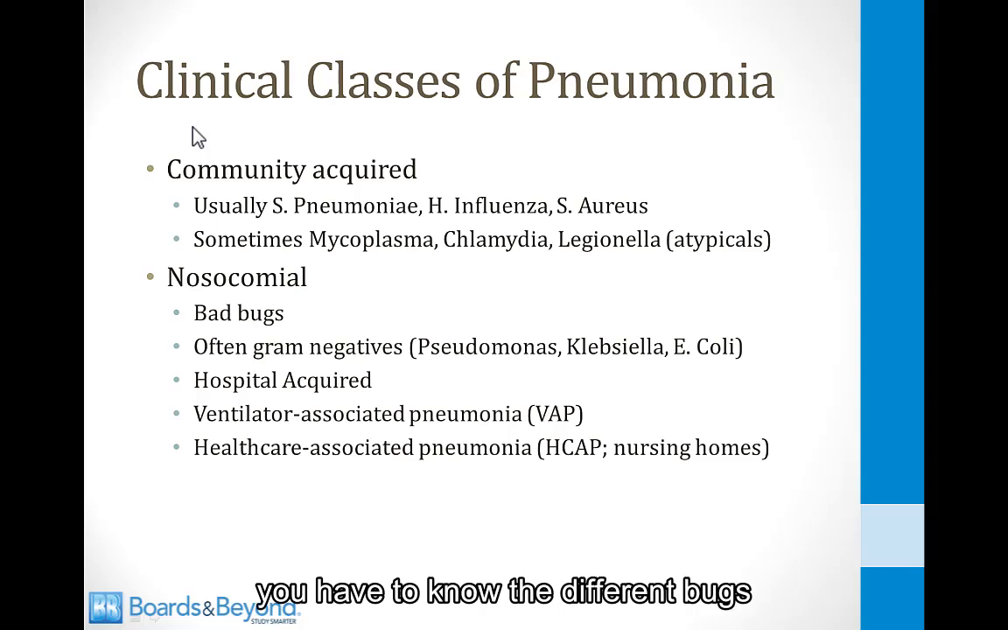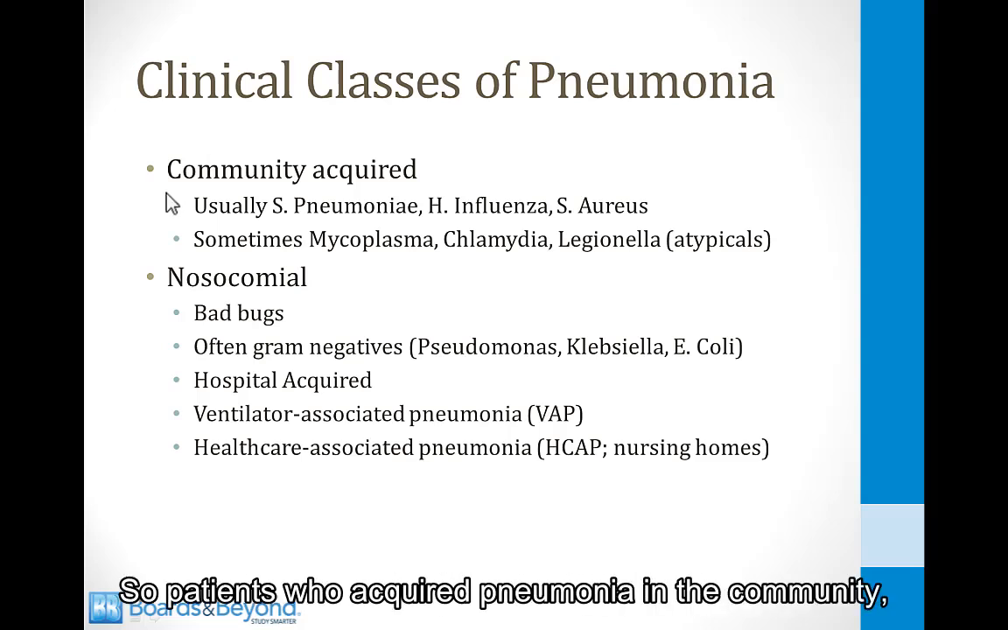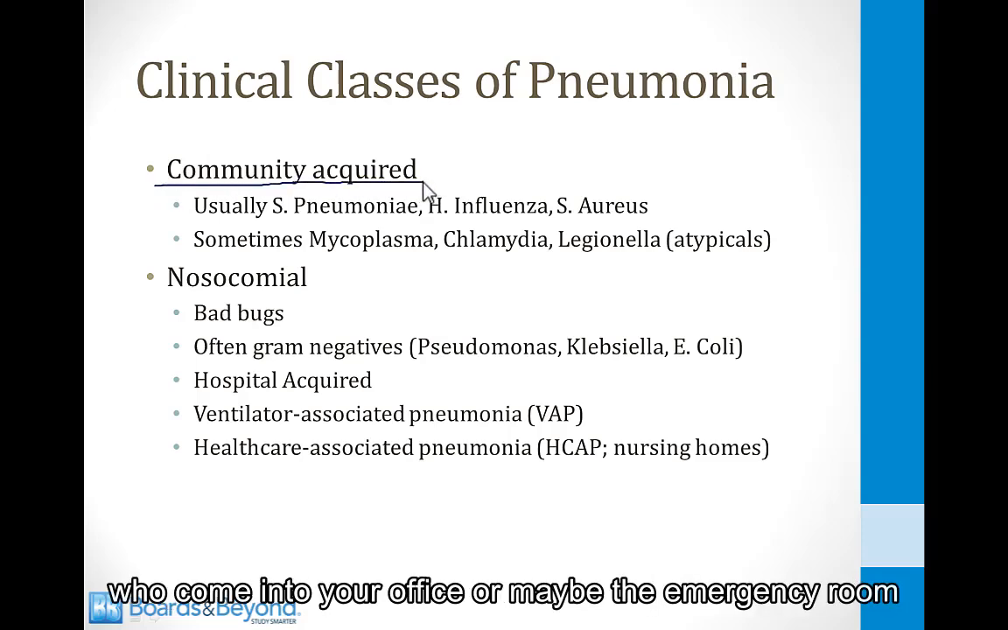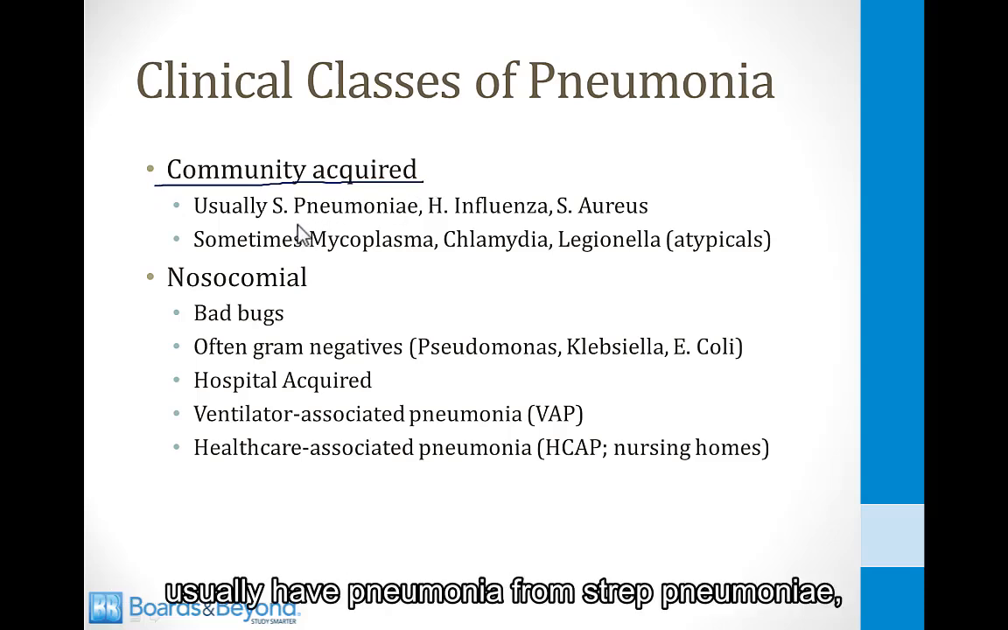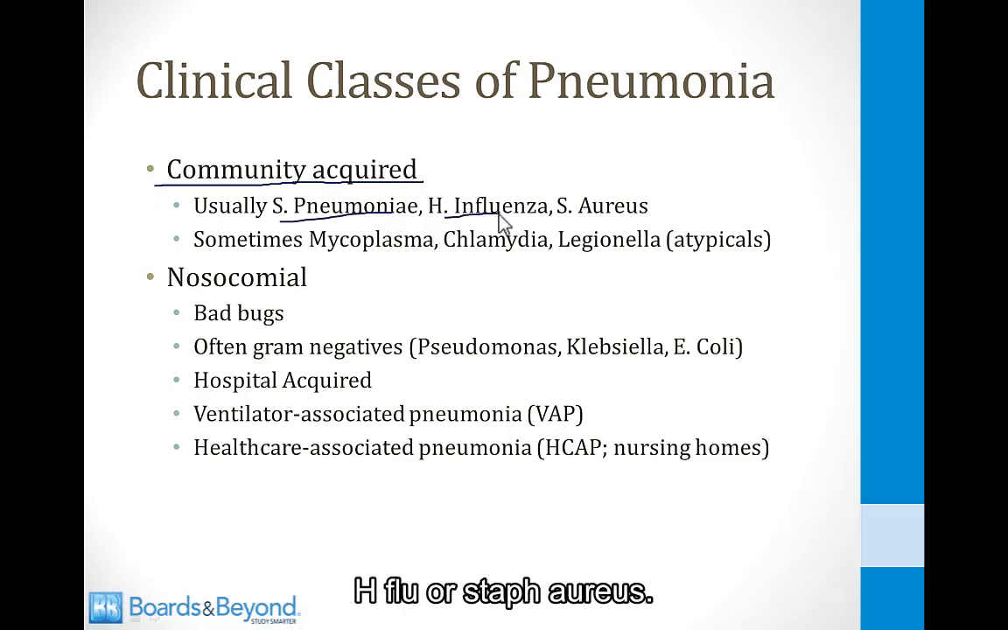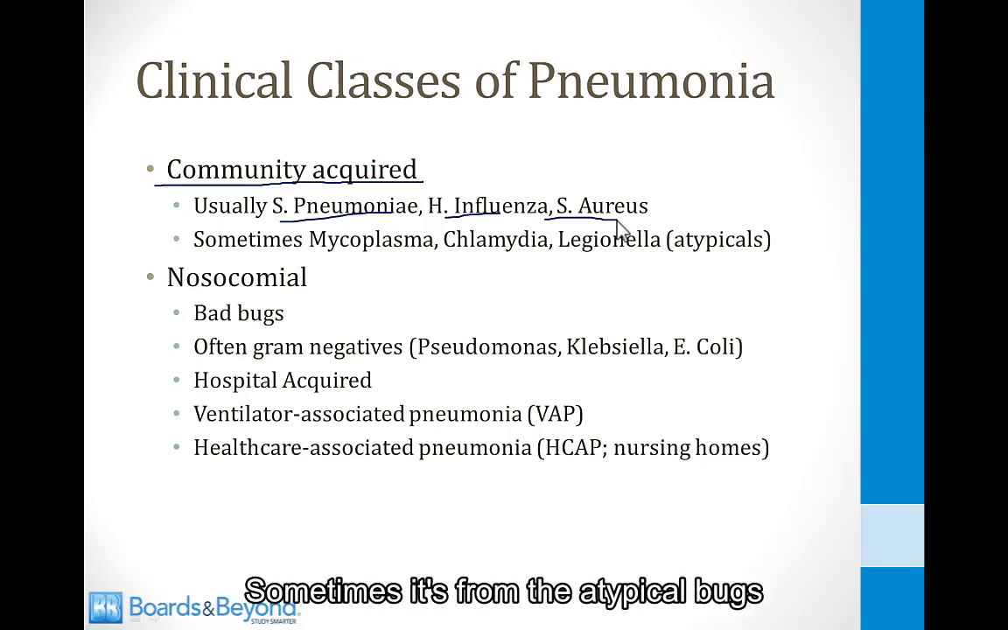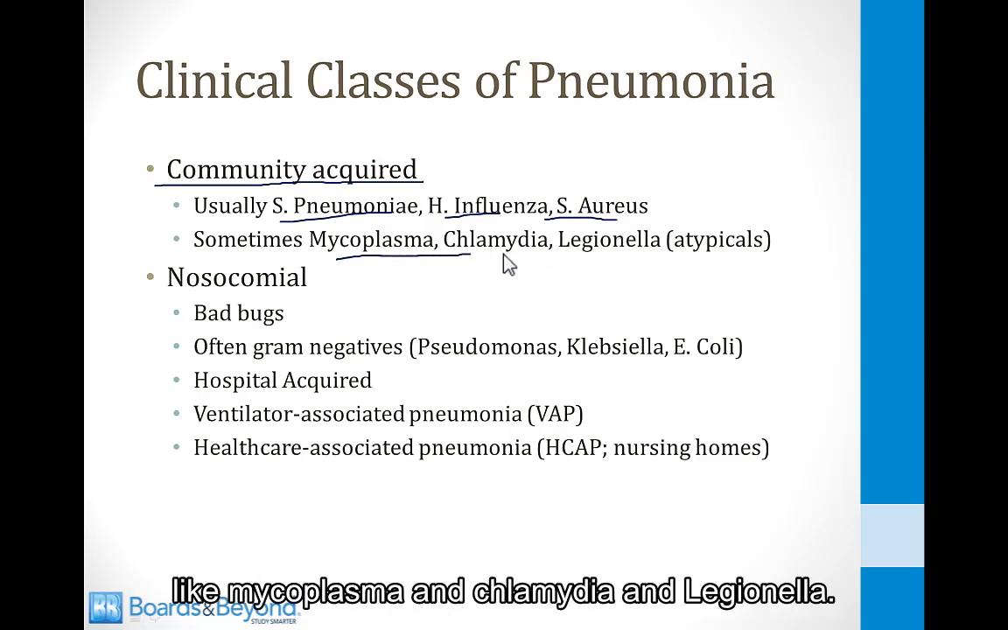So if you want to do this, you have to know the different bugs that occur in different clinical settings. So patients who acquire pneumonia in the community, who come into your office or maybe the emergency room with a case of pneumonia, usually have pneumonia from Strep pneumoniae, H. flu, or Staph aureus. Sometimes it's from the atypical bugs like Mycoplasma and Chlamydia and Legionella.